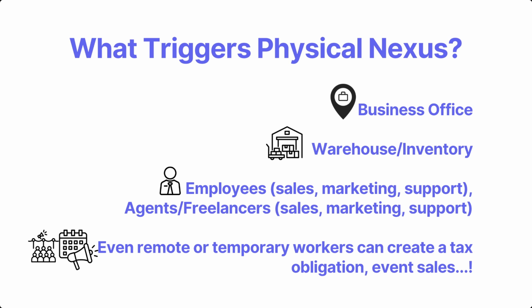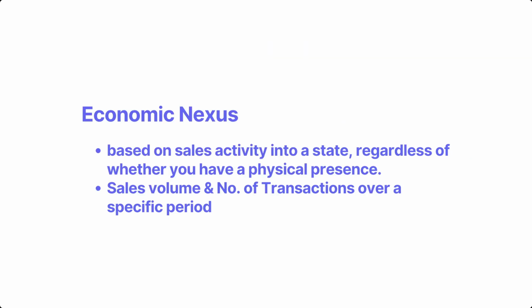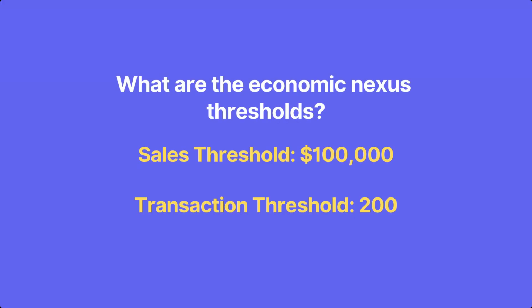But if you do not have a physical presence, then your connection, which is your nexus, is determined by your sales volume and number of transactions over a period of time. Now, for the state of Ohio, the sales threshold is $100,000 and the transaction threshold is 200. So if you meet these criteria for your sales, then you will be required to register for a sales tax certificate.